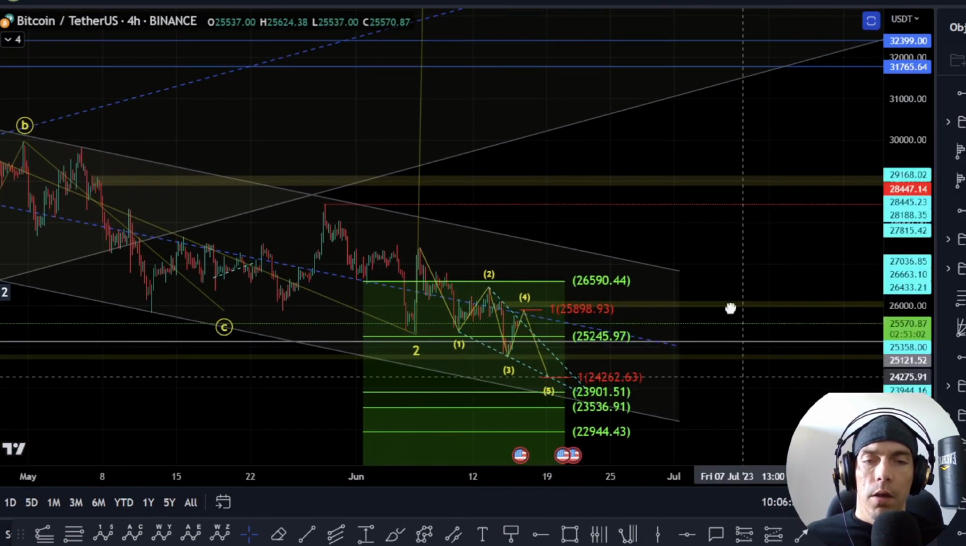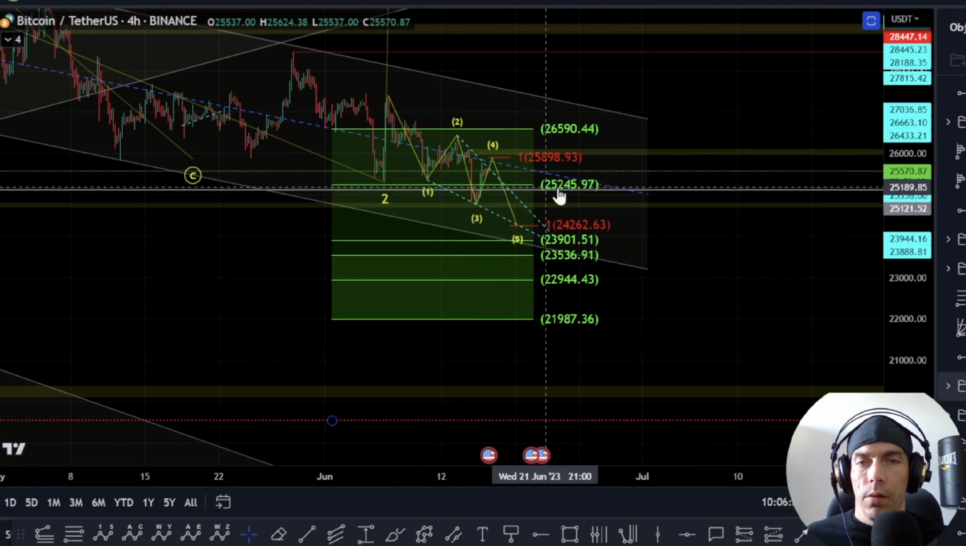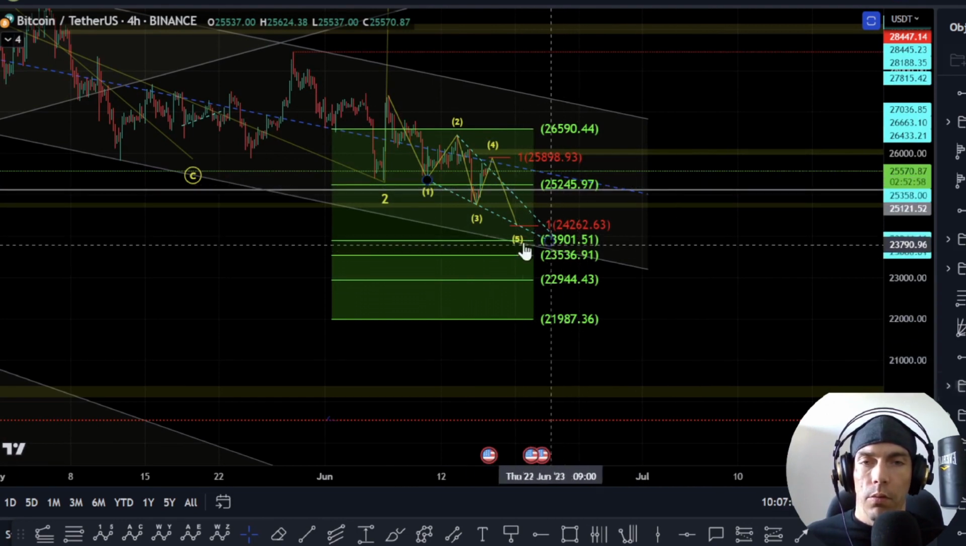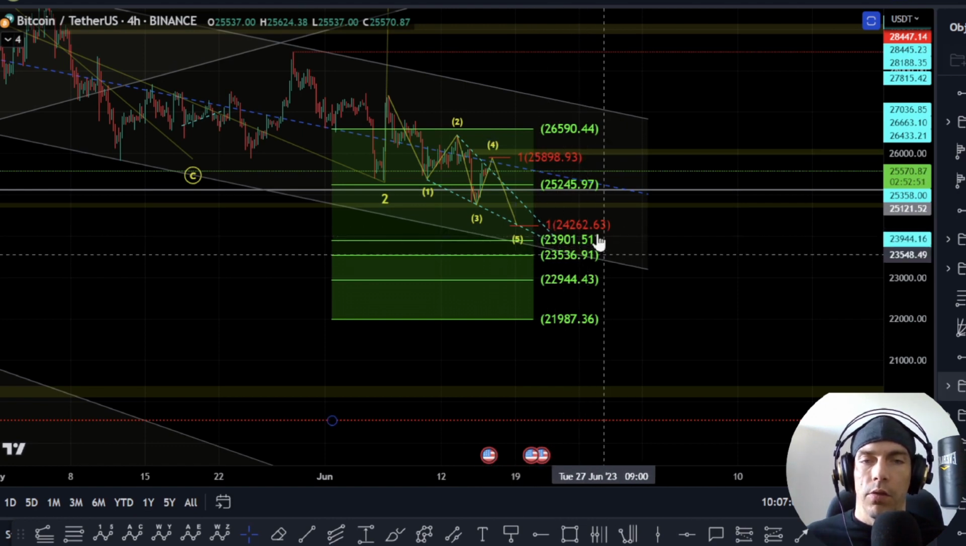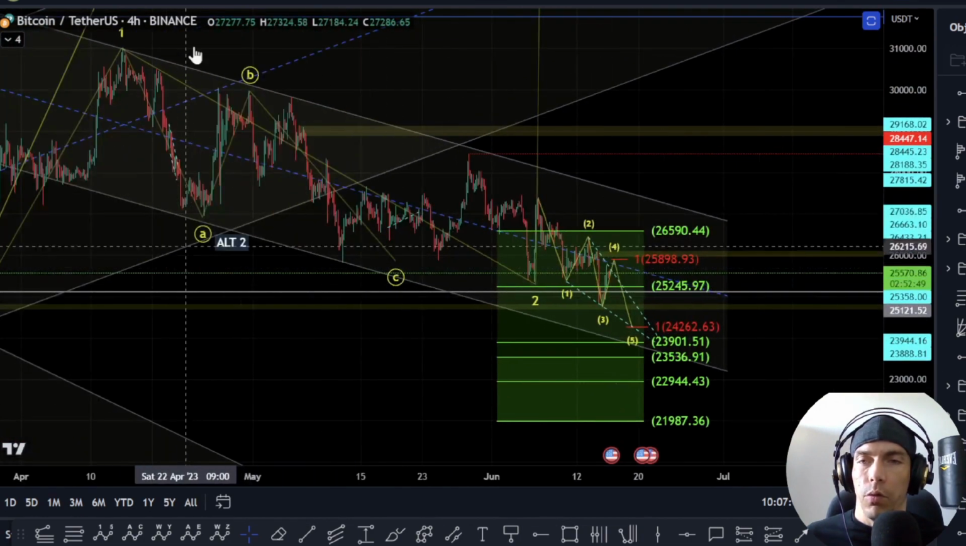Now, we have come into this support zone already. We've come down to this 50%. What I'd be looking for is if we do look to push down lower, we could actually see a push into this 23,901 to this 23,536 as a golden pocket of this move to the upside.